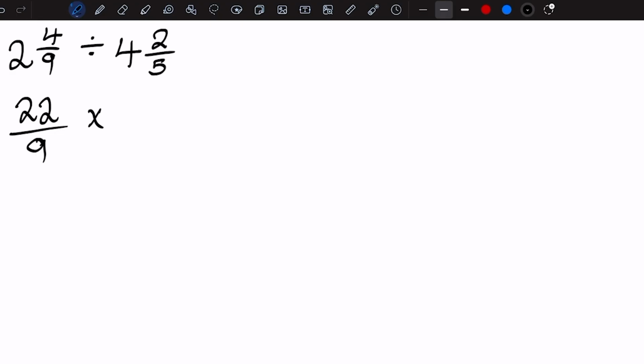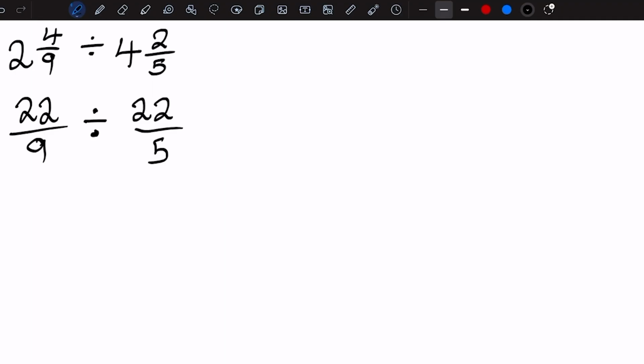Change the sign to multiplication. Let's not do that yet. Let's write the sign as it is for now. Let's just do the changing first. So it's 4 times 5, that's 20, plus 2, that's 22 again, over 5. So these are the fractions. When we change the mixed numbers to improper fractions, this is what we have. So we now have two fractions to work with that we are used to.